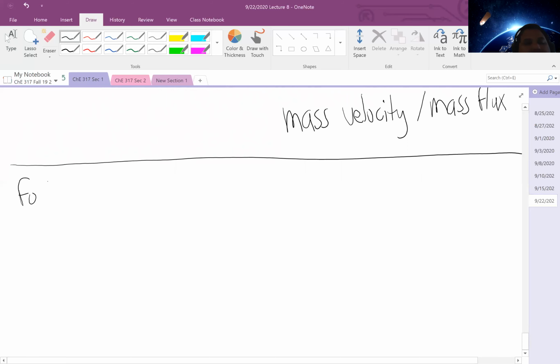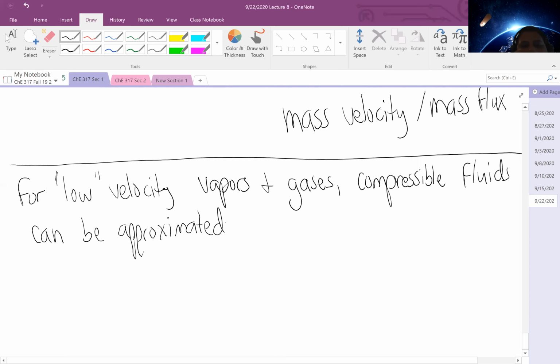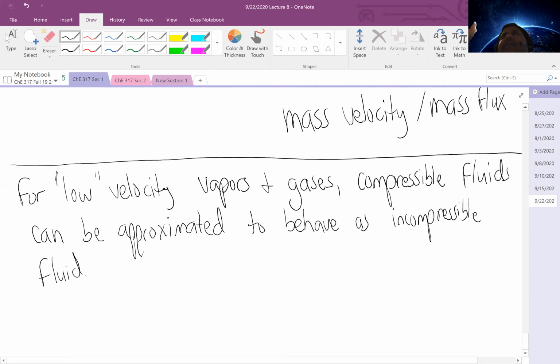Now, for low velocity fluids, vapors and gases, compressible fluids can be approximated to behave as incompressible fluids, which means at lower velocities for short distances, you can use the mechanical energy balance as we've been using it to describe incompressible fluids, and you can apply it to vapors and gases with reasonable accuracy.